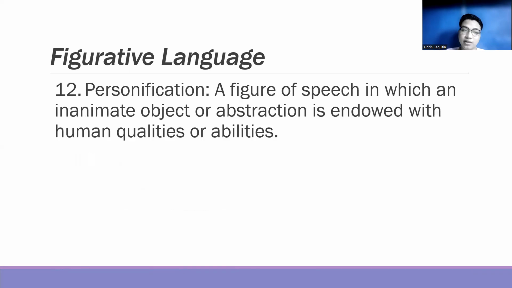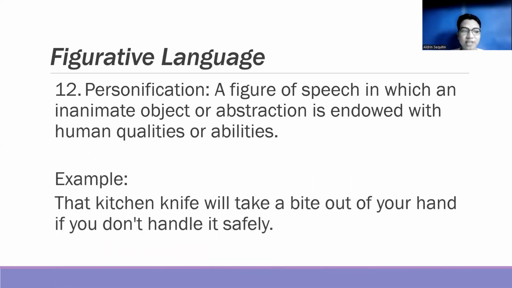Okay, so that's paradox. Next will be personification. In personification, we are putting human qualities to inanimate objects, or to the things around us. That is personification. So for example, that kitchen knife will take a bite out of your hand if you don't handle it safely.